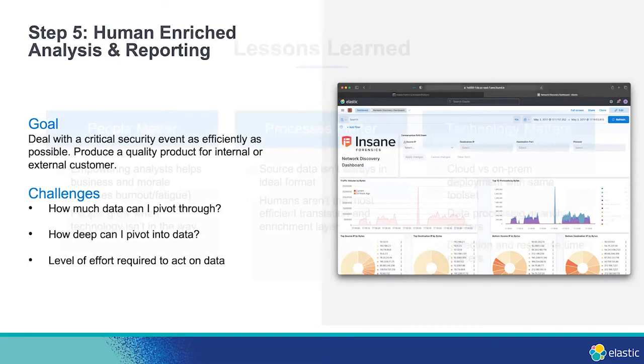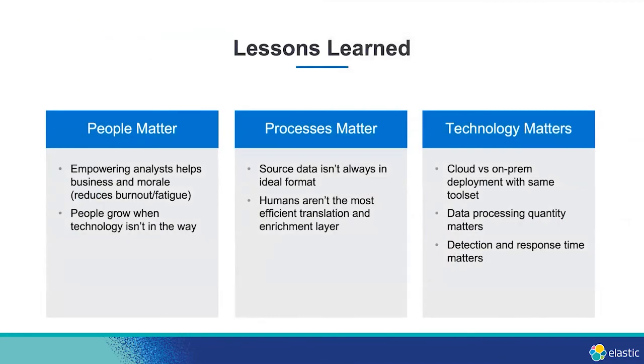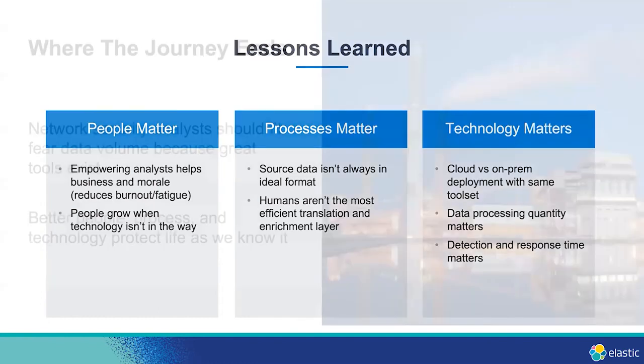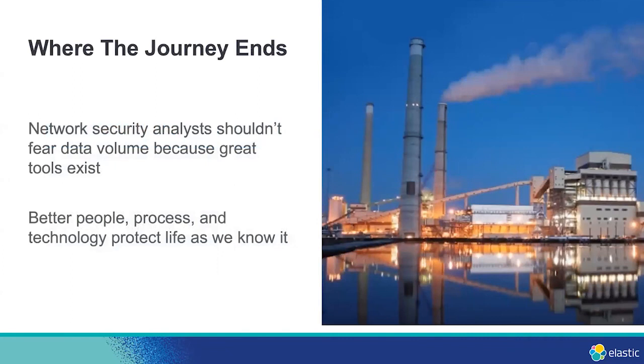So in conclusion, people matter. All of our experience with Elastic is to empower our people, because people grow when technology isn't in the way. Processes matter. Like I said, there's a lot you have to do with the data. And technology matters. There are often a lot of limitations for how you do this. So where our journey ends: we shouldn't fear data volume, because better people, process, and technology protect life as we know it.